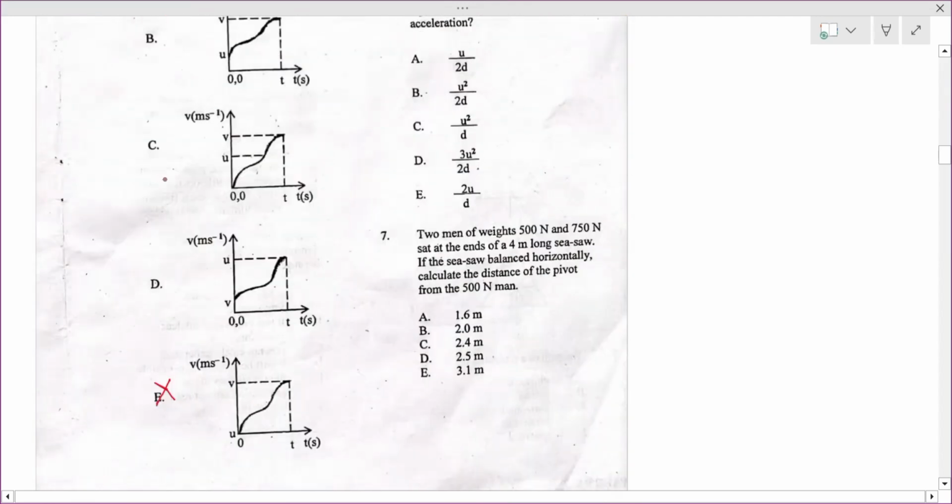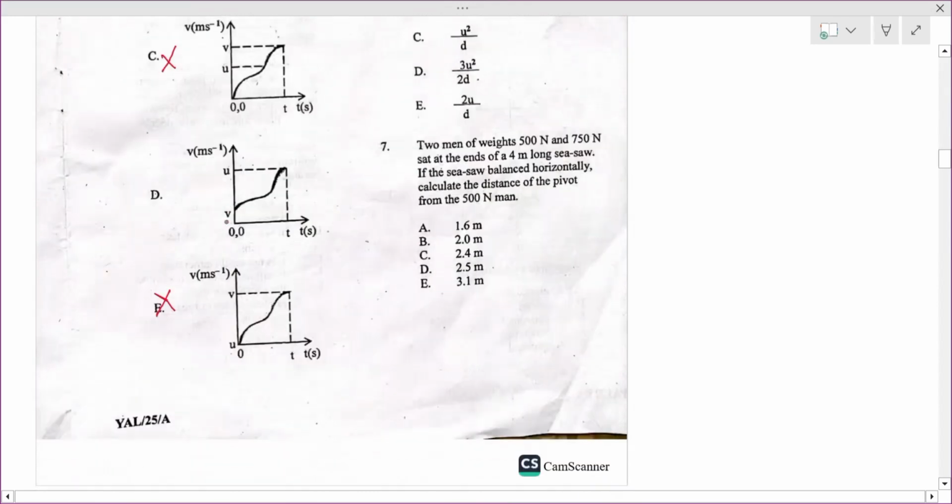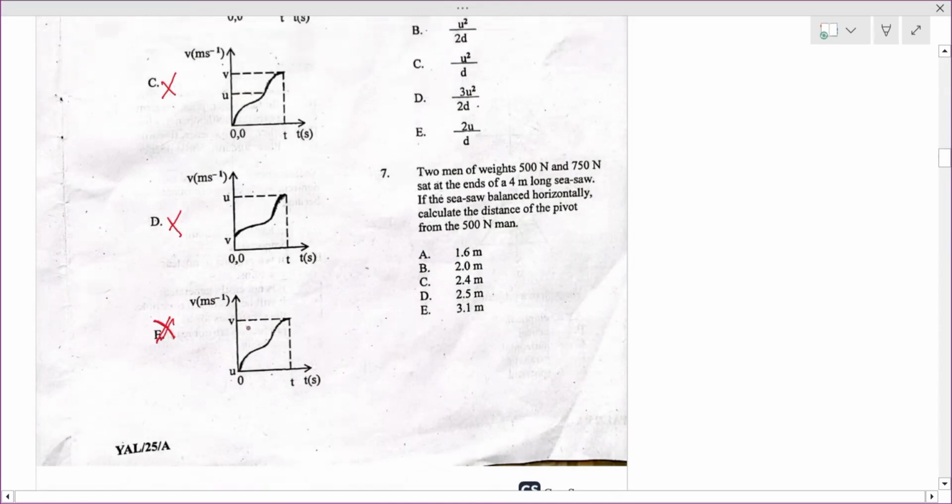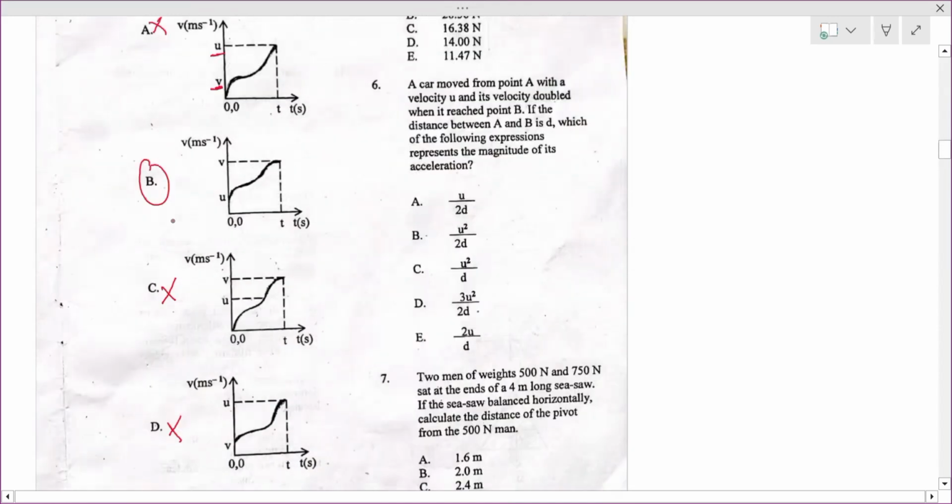Let's look at the rest of the options. This one starts from 0, so it has invalidated that. Also, this one has a misplacement of final velocity and initial velocity, so it has invalidated the answer. And here also it has invalidated the answer because it starts from what? 0. So the correct option here for me is B.